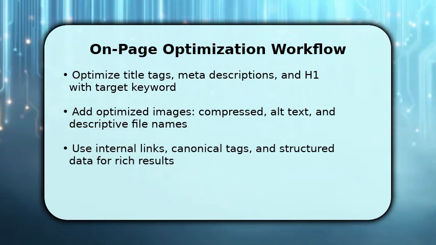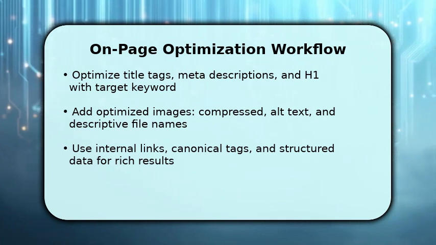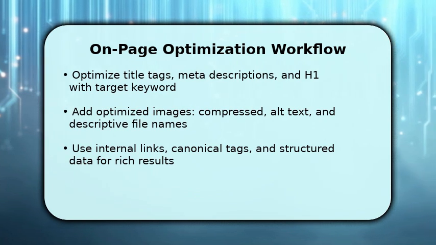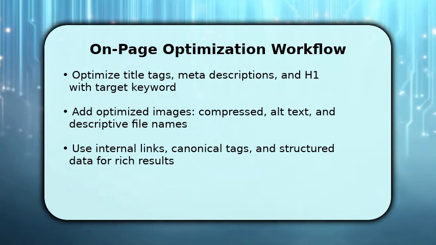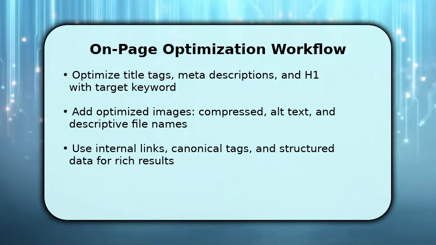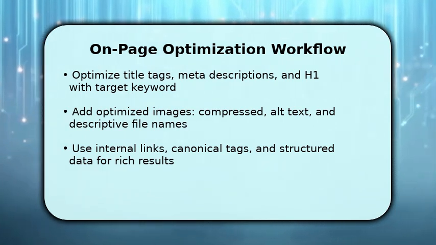Make images light and add alt text that describes intent. This improves accessibility and image search. Also, add internal links to relevant posts and set canonical tags to prevent duplication. Make sure schema markup is present for articles or products to boost visibility.